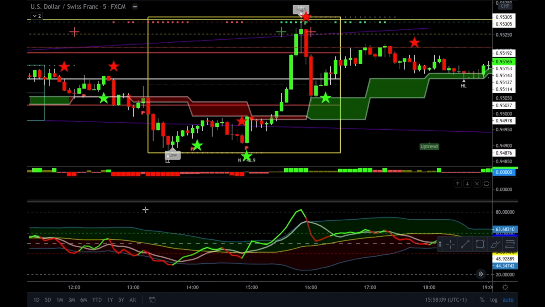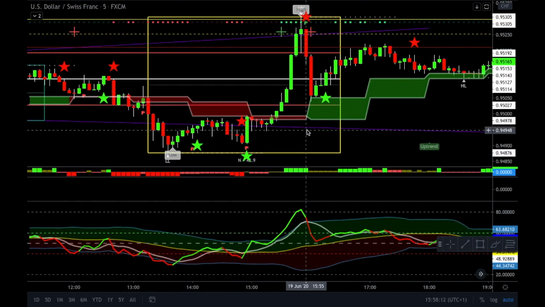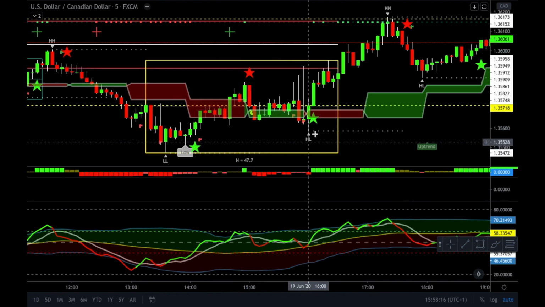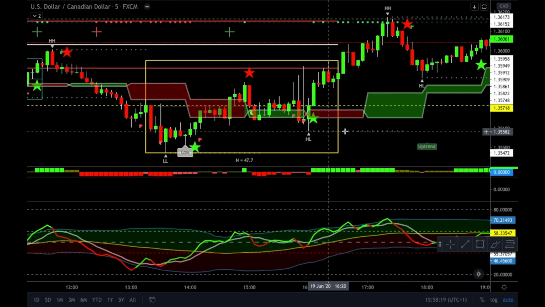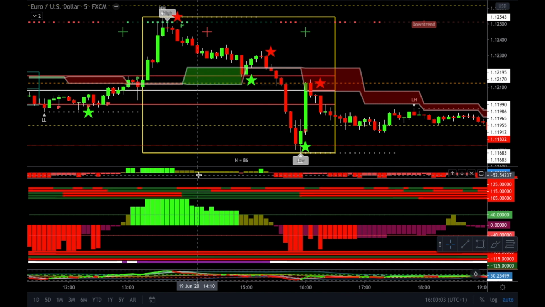USD CHF, no, we wouldn't have traded this. USD CAD, we would not have traded this. Look at where the TEMA line is. Okay, so that seems to sum it up now, guys and girls.